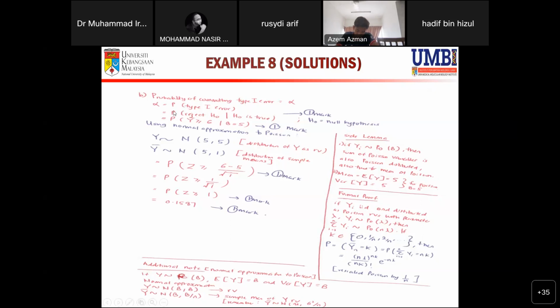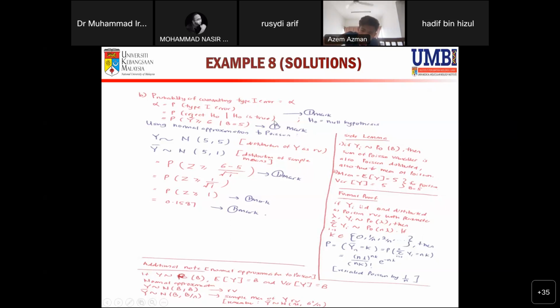So if you get this relationship correct, if you define the probability of committing a type 1 error correctly using this probabilistic relationship, then you will get 1 mark. And if you include the right values for rejecting the null hypothesis, and the beta values for the null hypothesis, when we assume the null hypothesis is true, you will get another mark.